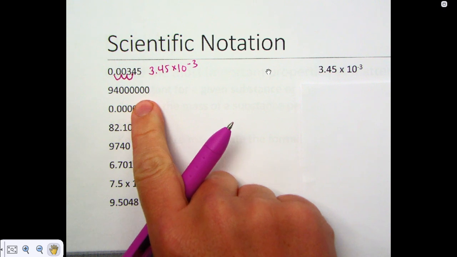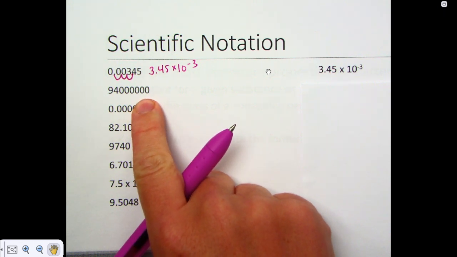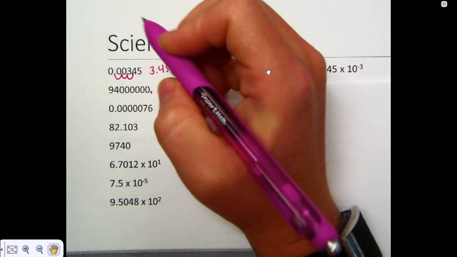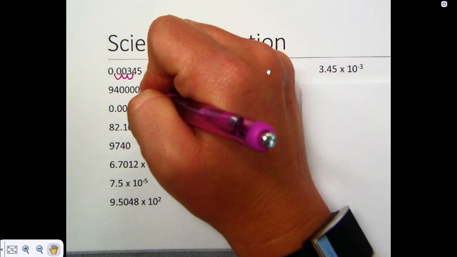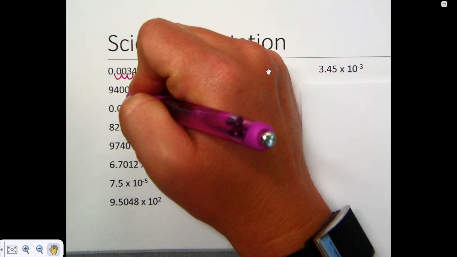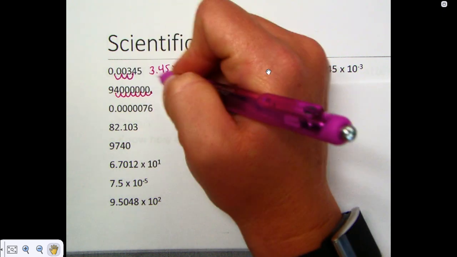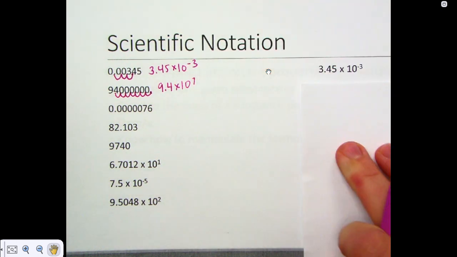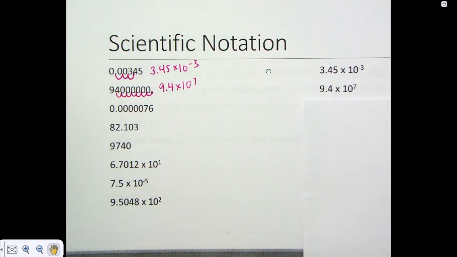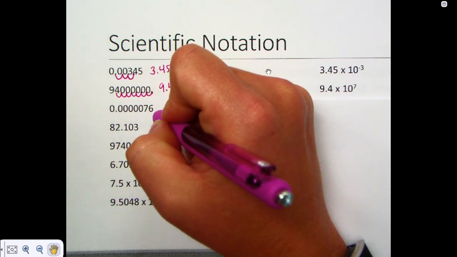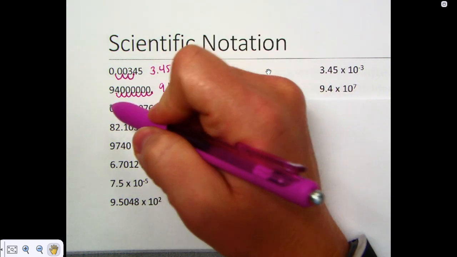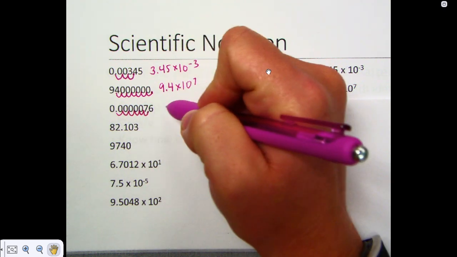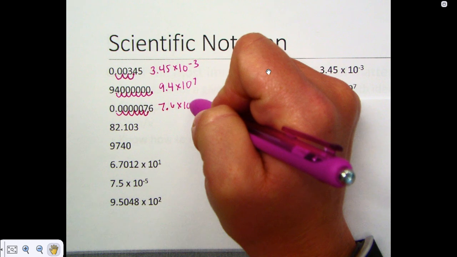For this one, this is definitely greater than 1. My decimal here is invisible behind the 0, so I'm going to hop it the other way. 1, 2, 3, 4, 5, 6, 7. 9.4 times 10 to the 7. Okay. Here, we're going to go the other way. This is less than 1, so my exponent is going to be negative. 1, 2, 3, 4, 5, 6. 7.6 times 10 to the minus 6th.